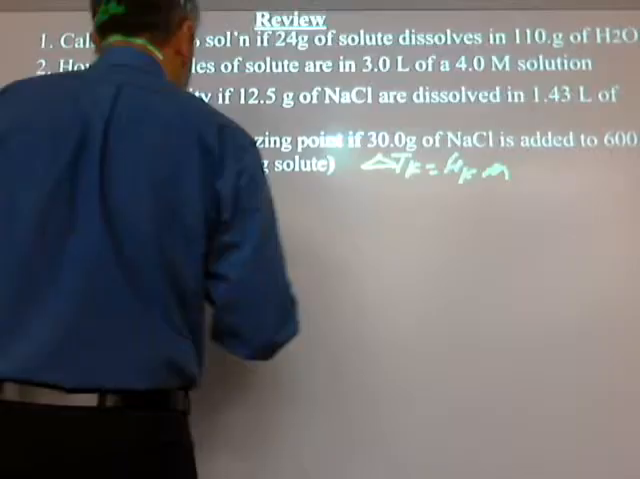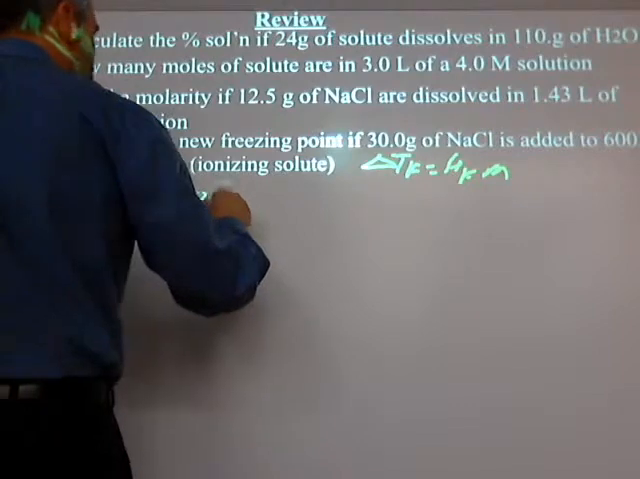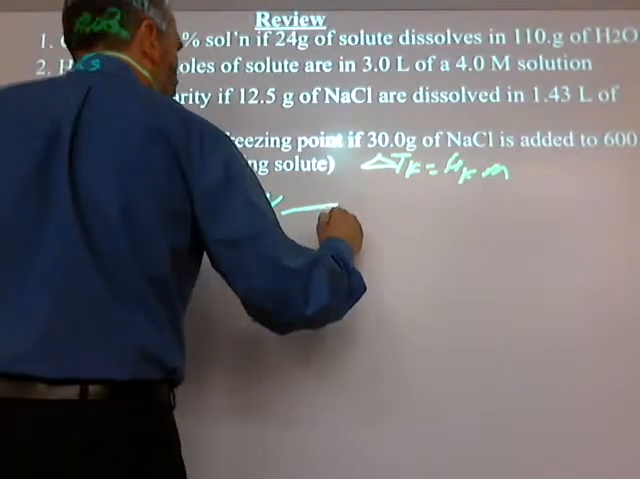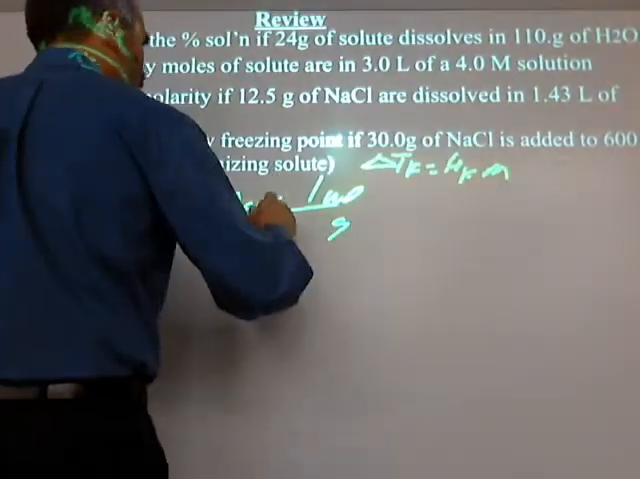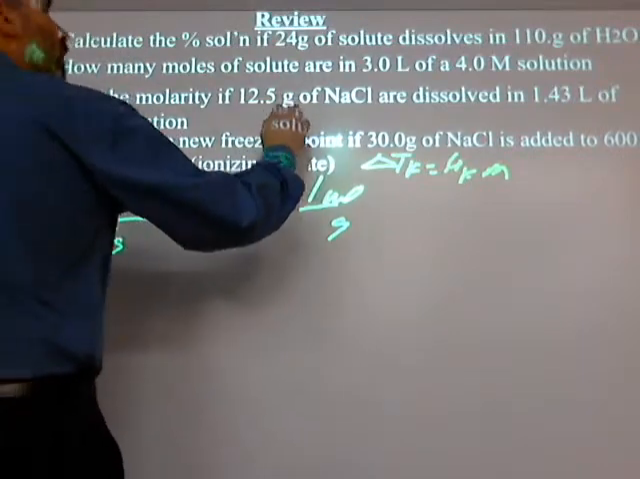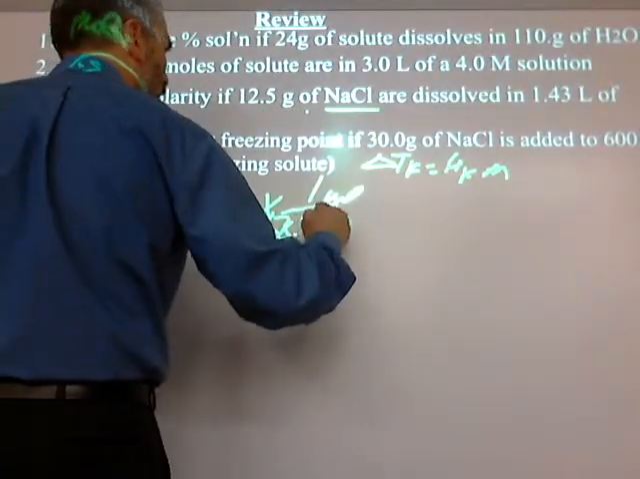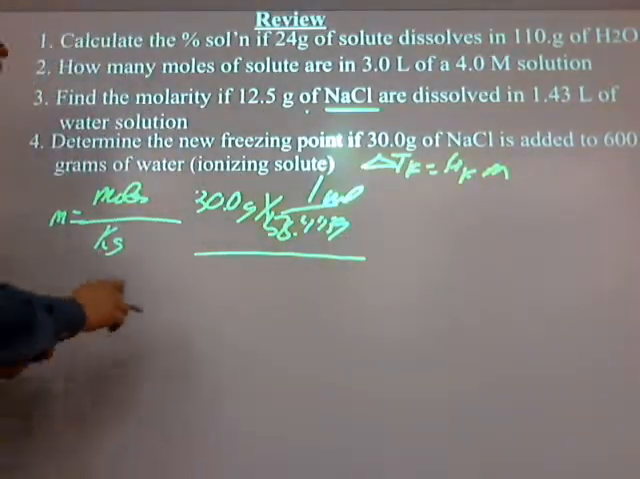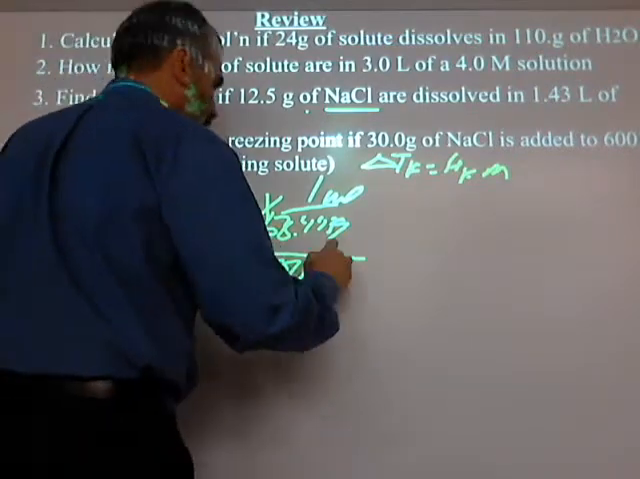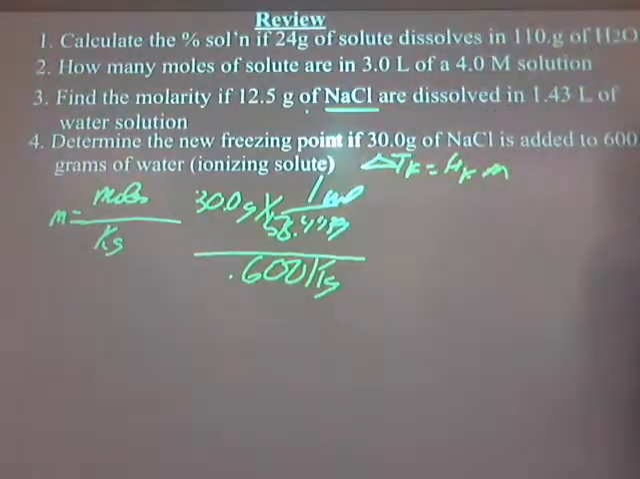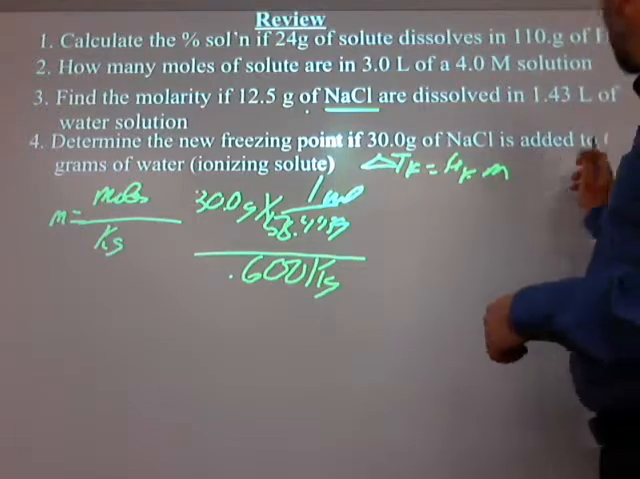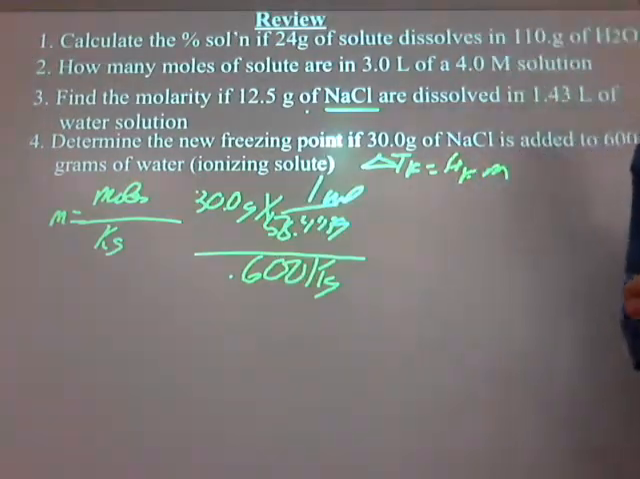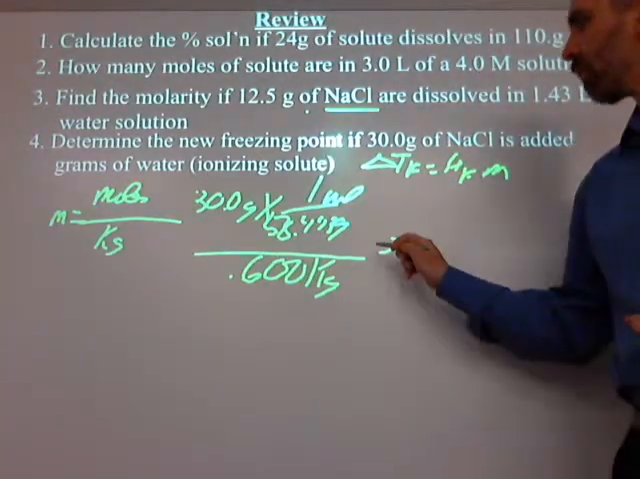Well, I have 30 grams of salt. I know that. 30.0 grams. Grams in the bottom, moles in the top. 1 mole contains... I use salt again, so you wouldn't have to do our molar mass, 58.443. Over, how many kilograms do you have? 0.600 kilograms, because I had 600 grams. Everybody should be able to convert that in their head. 600 grams is 0.600 kilograms. And what do I get for that molality?